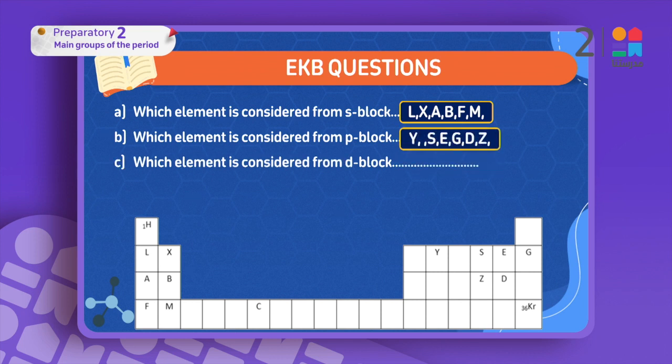Which element is considered from D block? D block is in the middle of the table. We have only one element here in this table, it's C.